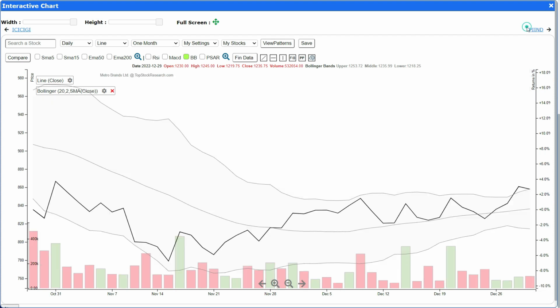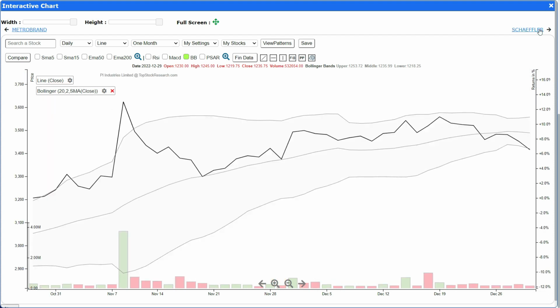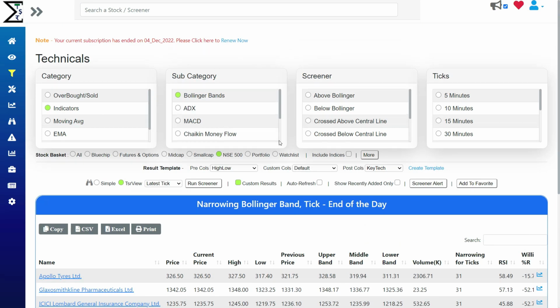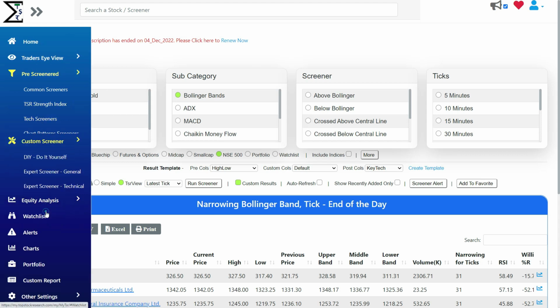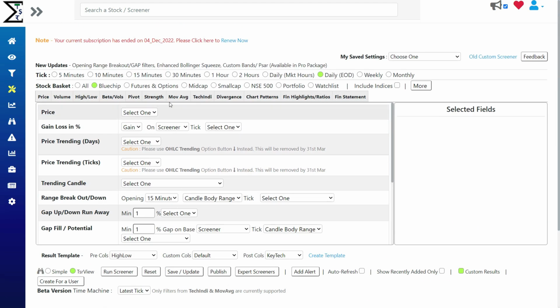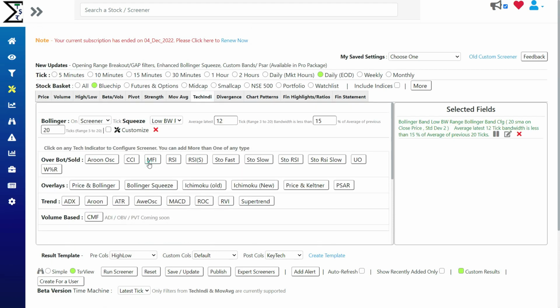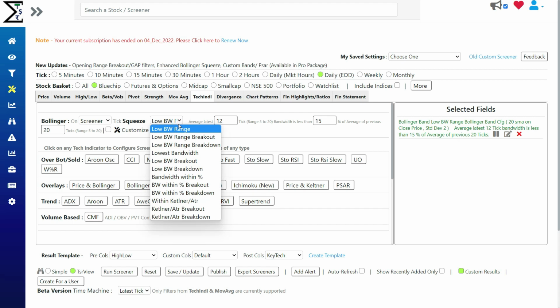There are many examples of the squeeze. Very simple squeeze. Once you understand the default one, you can go again into DIY screeners, go into technical indicators, and go to Bollinger Band squeeze, not the price and Bollinger, just the squeeze. You'll find that there are a lot of different squeezes available here. They are low bandwidth, so low range, low bandwidth. Somebody mentioned bandwidth; we'll cover bandwidth when we cover that particular part. Low bandwidth range is what we are trying to cover here.